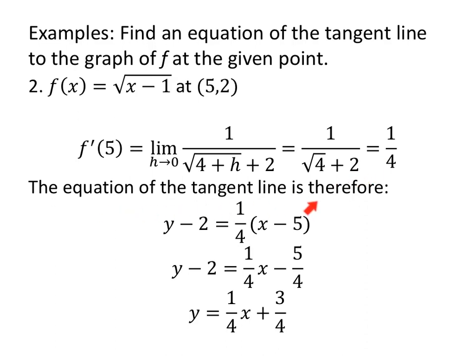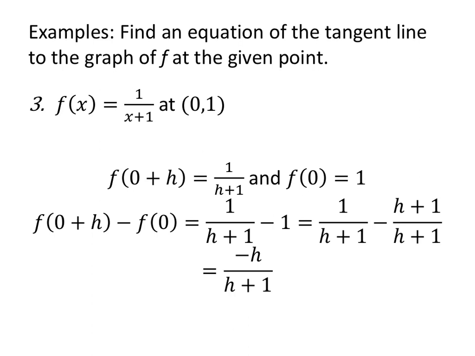The equation of the tangent line, therefore, is y minus 2 equals m, the derivative, which is the slope of the tangent line, times x minus 5, right, given point. Distribute the 1/4, add 2 to both sides, y equals 1/4 x plus 3/4.